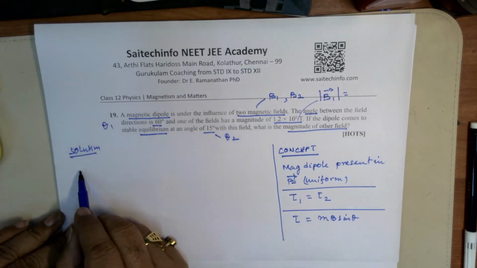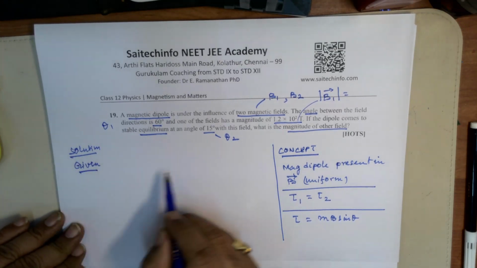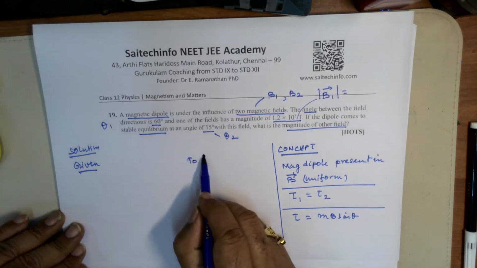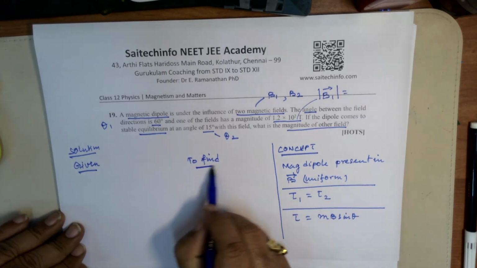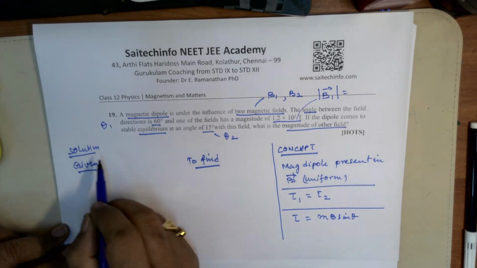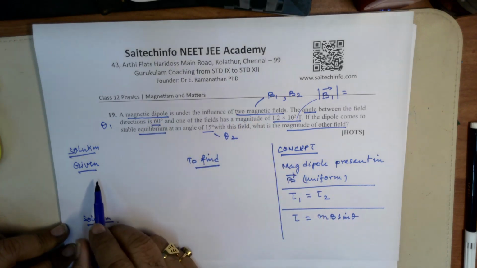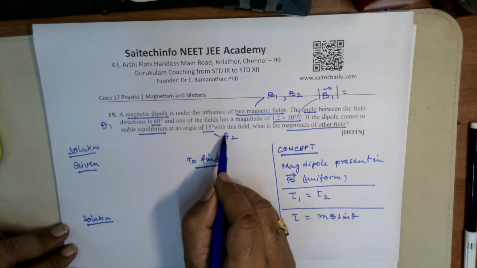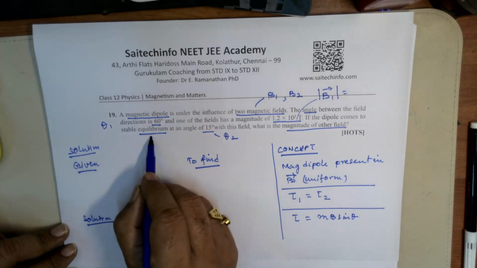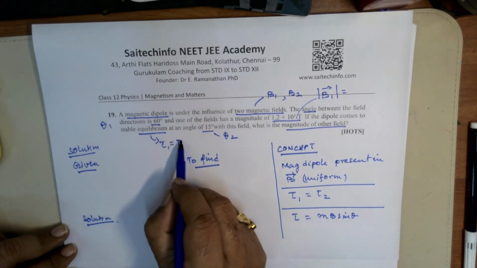So first of all, what are given here? Let us note down one by one, given and what we need to find. So that should be written here, and let us proceed with the steps. That is the solution. So given, what is given here? B1, B2. Here tau 1 is equal to tau 2, and that indicates stable equilibrium. Tau 1 is equal to tau 2.